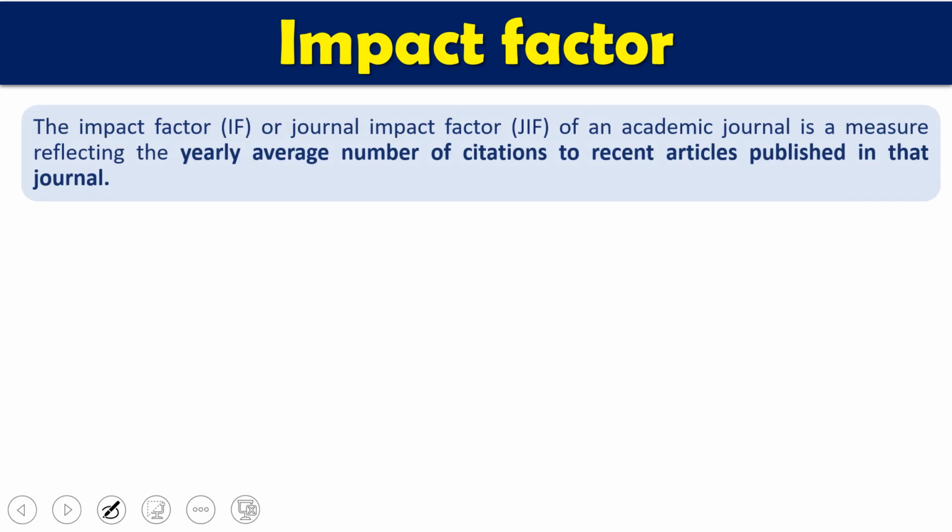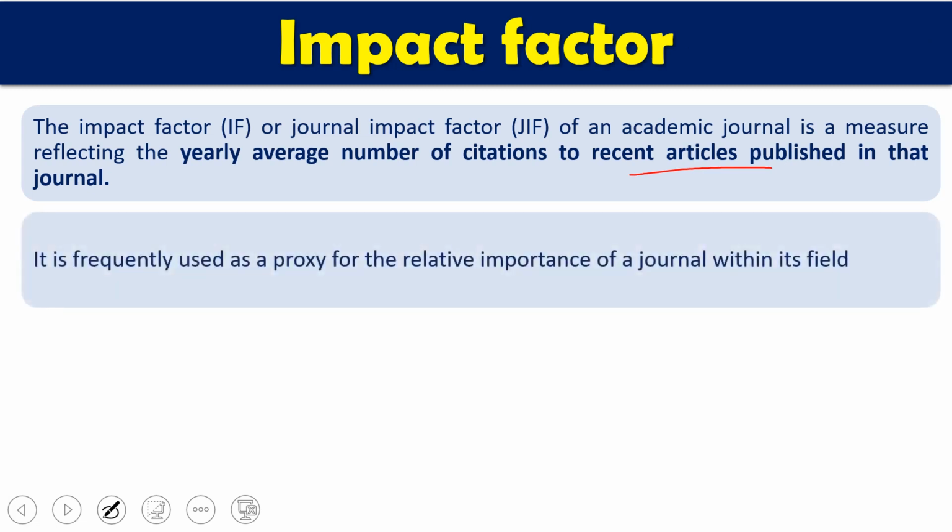So what is impact factor? This impact factor, which we also call journal impact factor, JIF or IF, is normally for any academic journal, and it is a measure which reflects the yearly average number of citations to the recent articles published in that particular journal. So it is a quality measure of a journal. When we are talking about the matrices, there are two types of matrices. One is journal matrices, which is the quality of journals, and the second one is author matrices, which normally tell you about the authors. So impact factor is a journal matrix which gives you the quality of the journal.